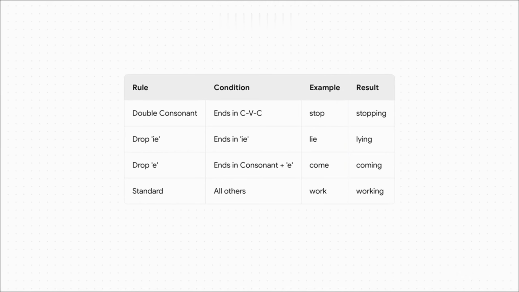Now, adding that ing is usually a piece of cake, but you do have to watch out for a few little spelling quirks. For a word like stop, you have to double that final consonant to get stopping. And for a verb that ends in E, like come, you drop the E before adding the ing. But once you see the pattern, it's really not so bad.